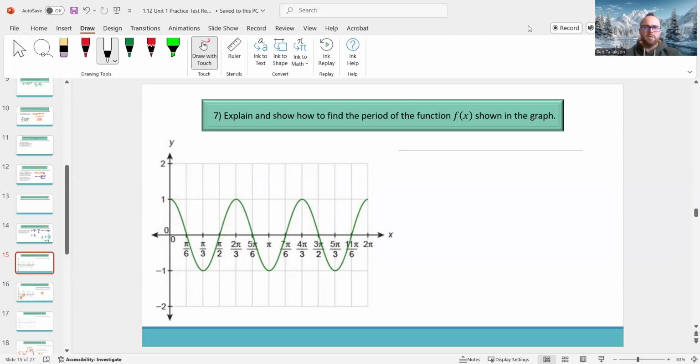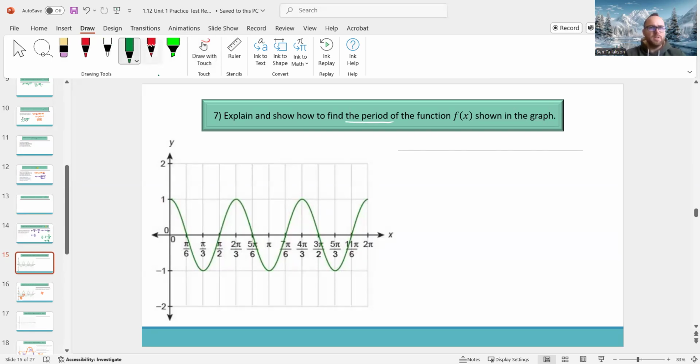Let's get into it. Explain and show. So they want words to explain and work to show how to find the period of the function f of x shown in the graph. So they're calling this function f of x and they want the period.